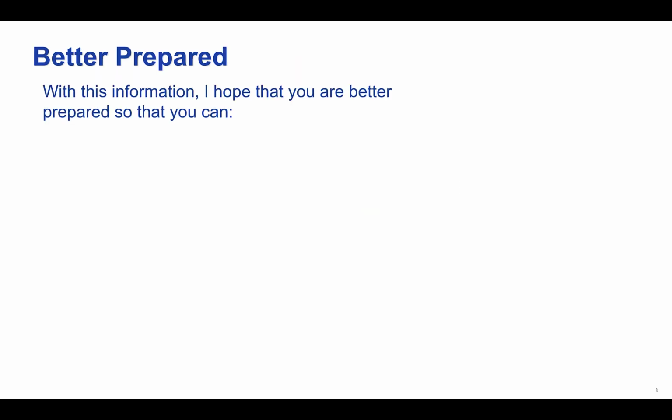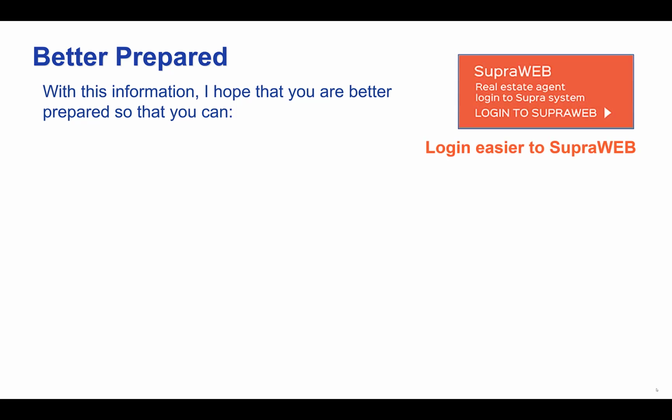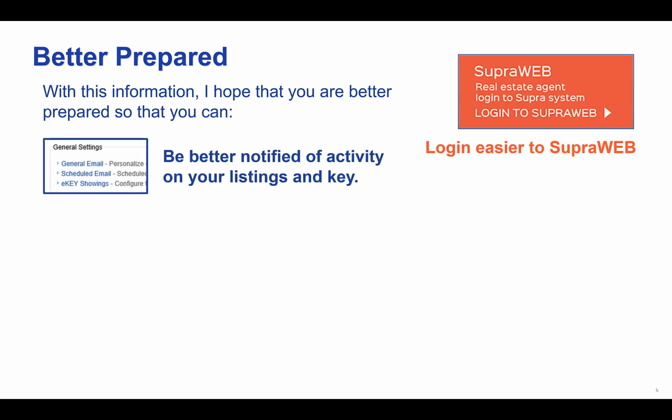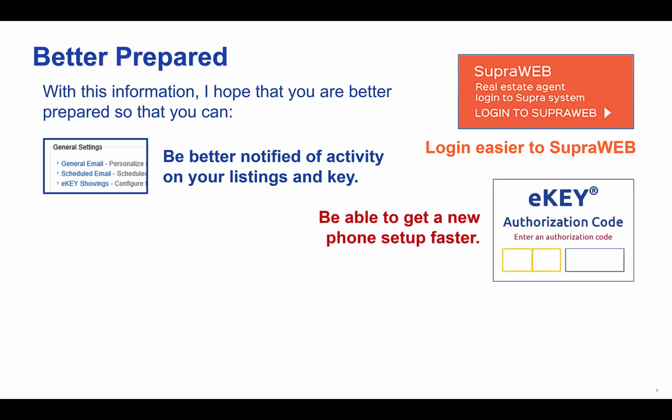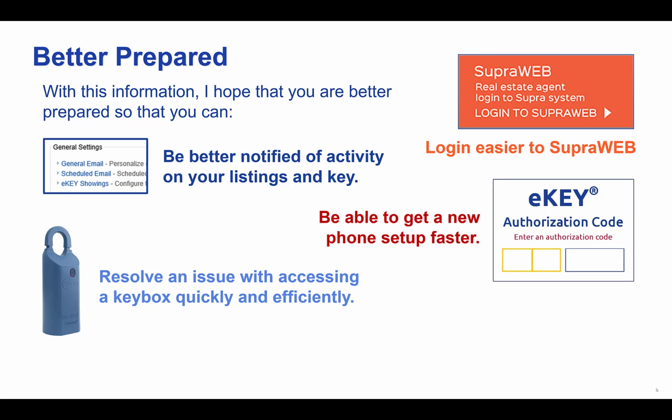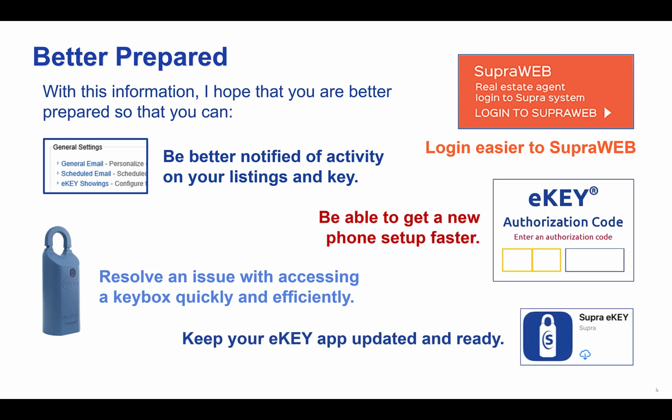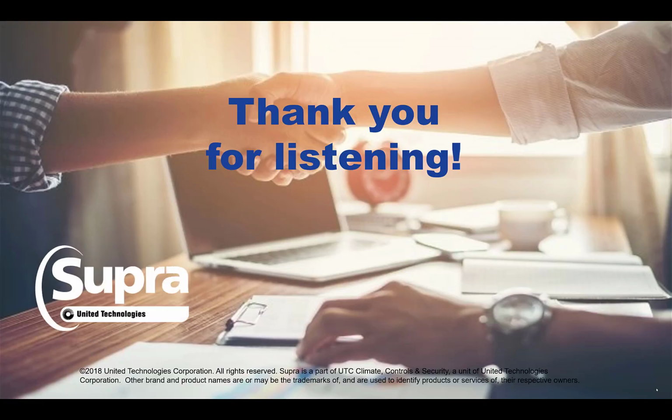So with the information we provided today, I hope you are better prepared so that you can log in easier to SuperWeb, be better notified of activity on your listings and key, be able to get a new phone set up faster, resolve an issue with accessing a key box quickly and efficiently, and keep your eKey app updated and ready to go. Thank you for listening and have a nice day.